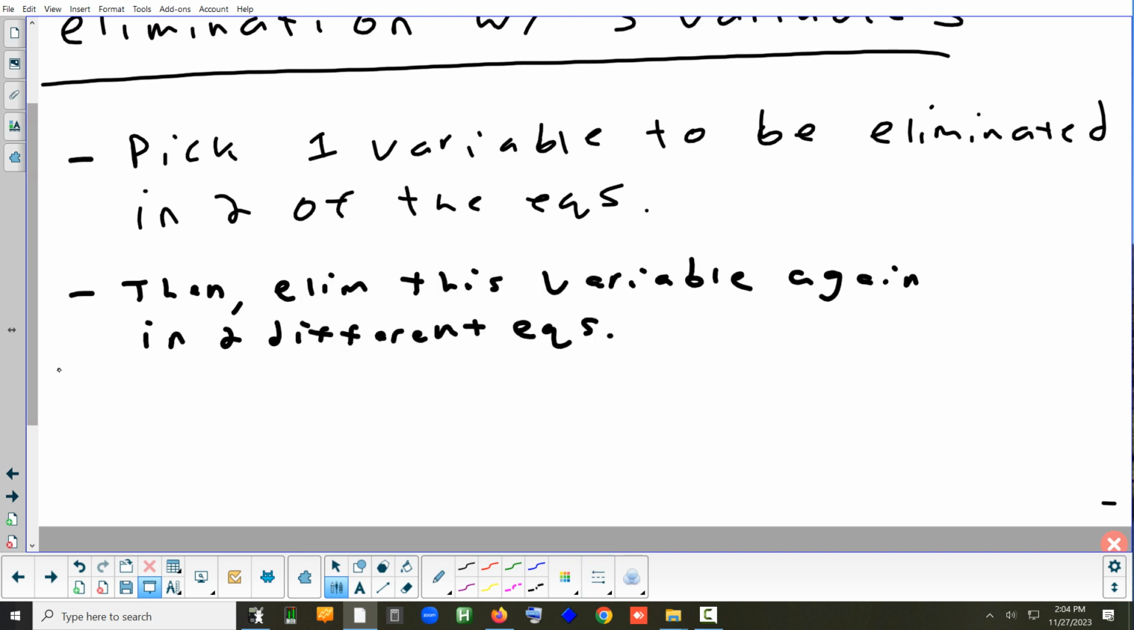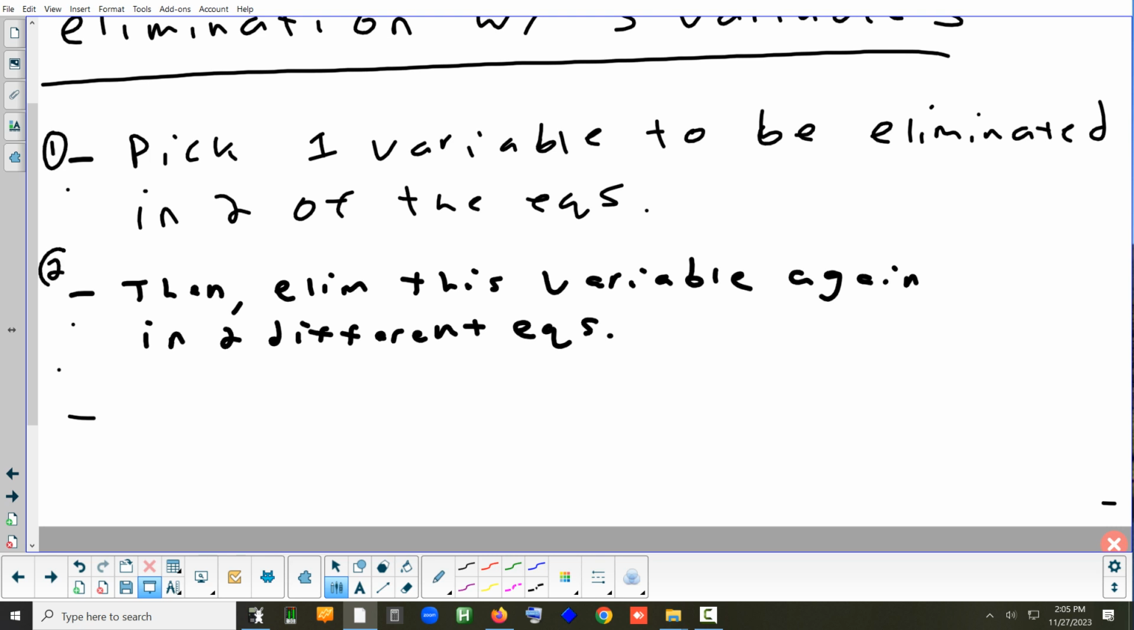Once you do those first two steps, you're going to have two equations, one from this step, one from this step, and they're each going to have only two letters in them. So then it'll turn into the problem that we just did. Okay, so pick a variable to eliminate in two of the equations, then eliminate this variable again in two different equations.